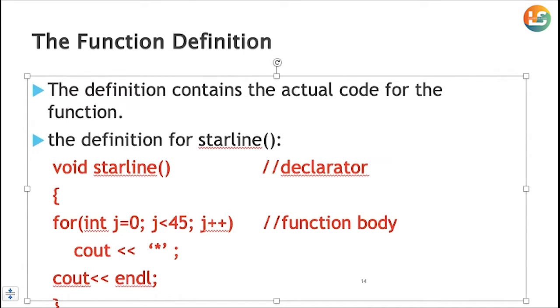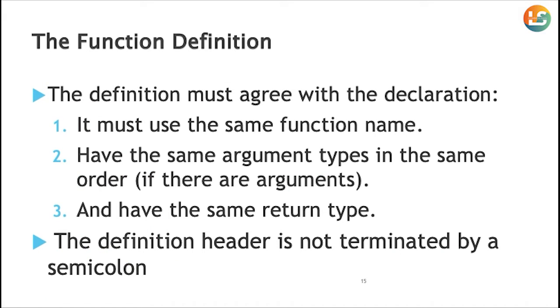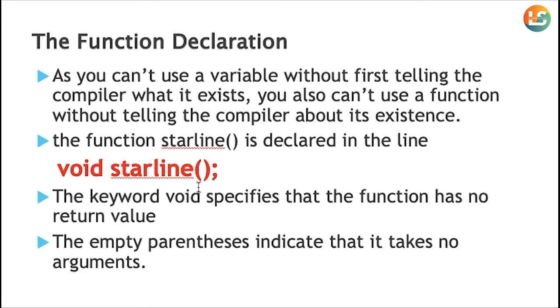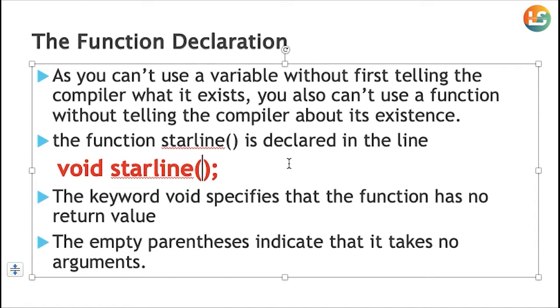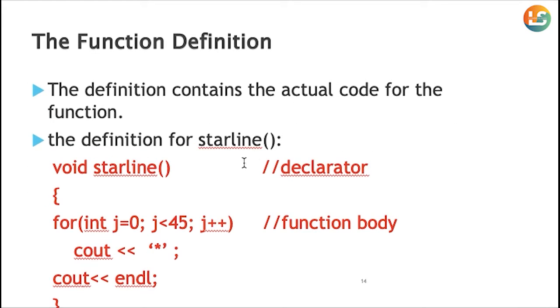The definition must agree with the declaration. It must use the same function name, have the same argument types in the same order, and have the same return type. Whatever you declared in your function declaration, that is, what your return type is, what the function name is, what the parameters are, and in which order. For example, if you have 2-3 parameters, then the order of the parameters also matters. So your definition should be exactly the same as the declarator, and have the same return type.